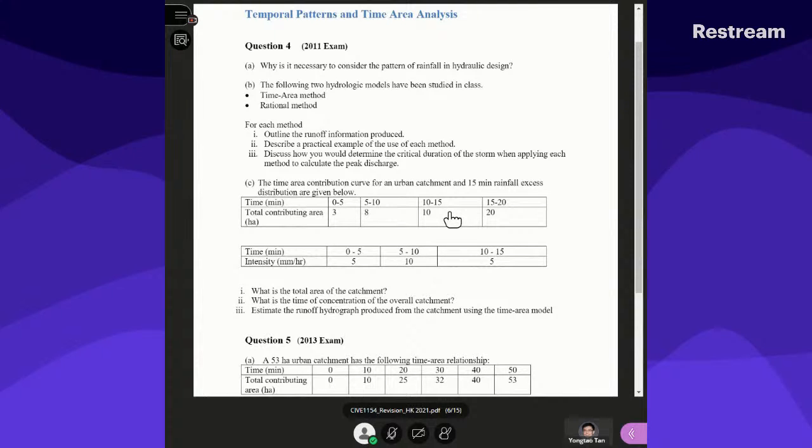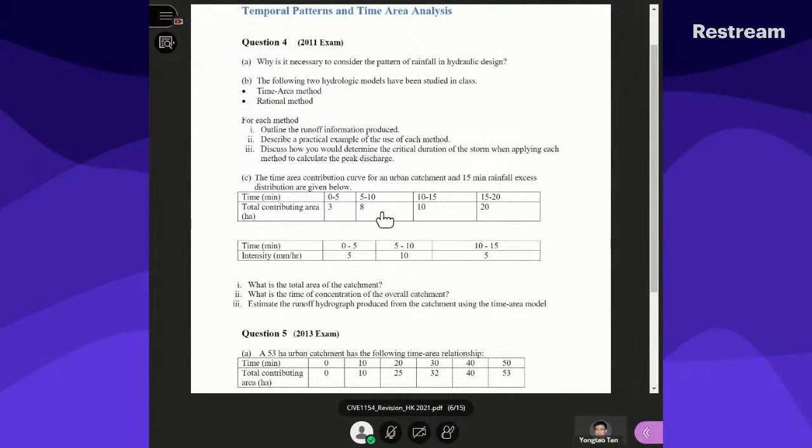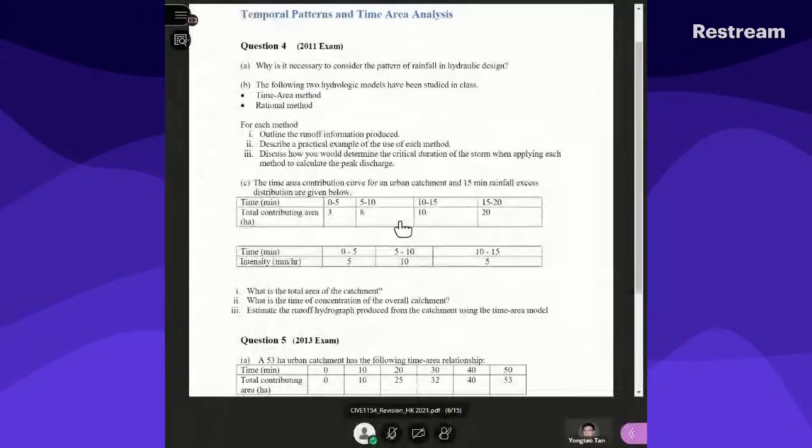The time area contribution curve for an urban catchment and the 15 minutes rainfall distribution are given below. Here you can see the time contributing area. The total contributing area is 20 hectares. Be careful, this area is in hectares, and this is the total contributing area, so you need to convert to contributing area. I'll show you later.